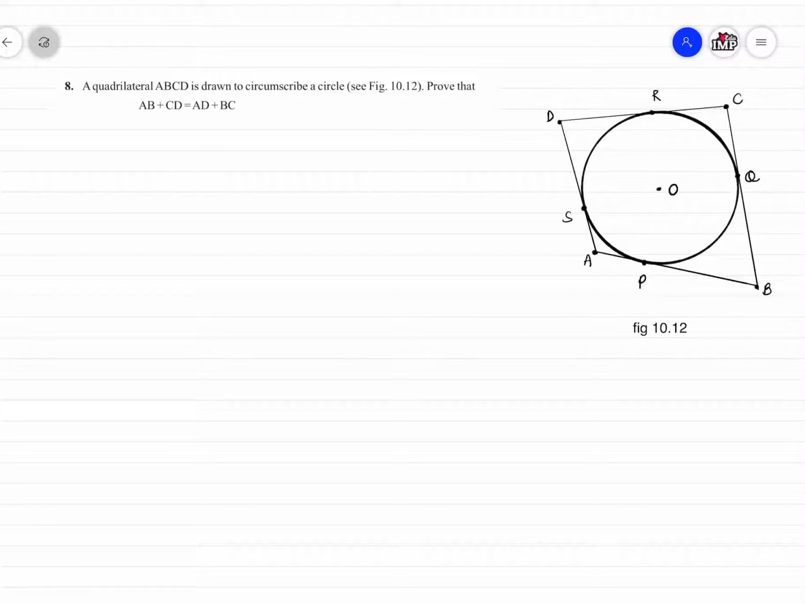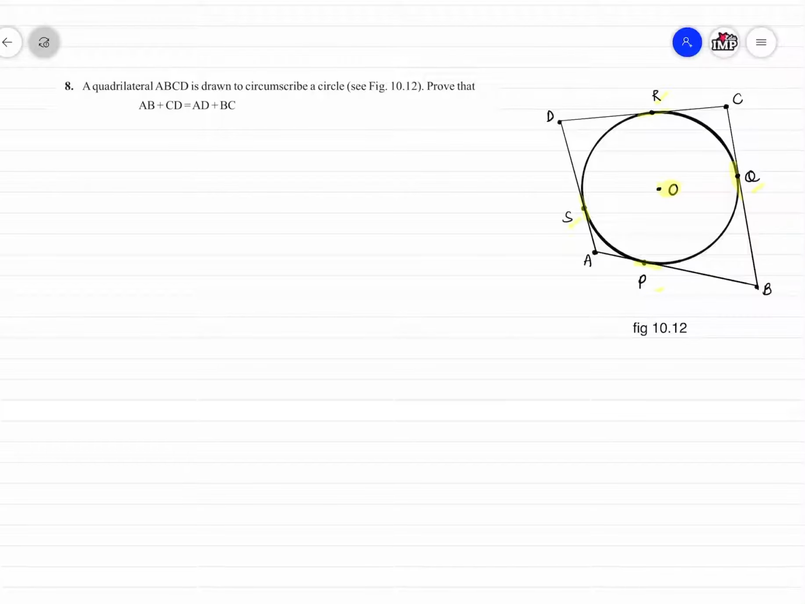What we can see is that the circle with center O is circumscribed. Circumscribed means it is fit inside the quadrilateral in such a way that its sides touch the sides of the quadrilateral, and they are touching the sides AB, BC, CD and DA of the quadrilateral at points P, Q, R and S.